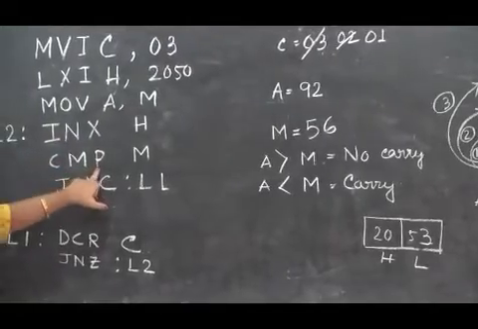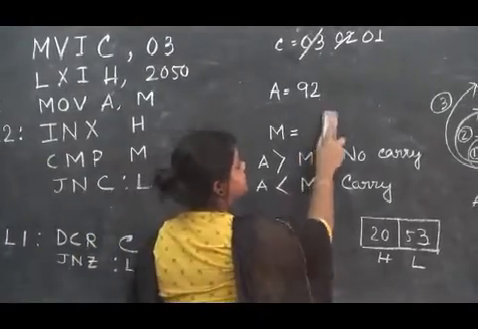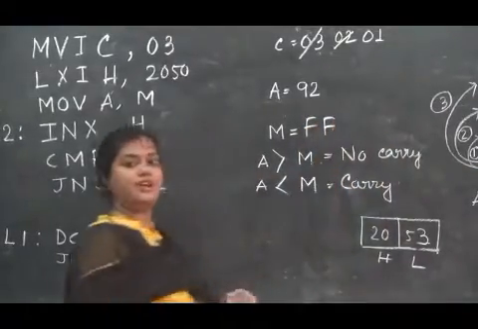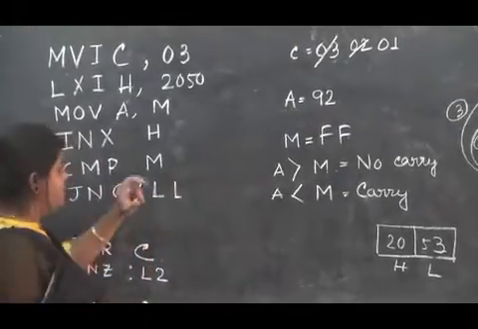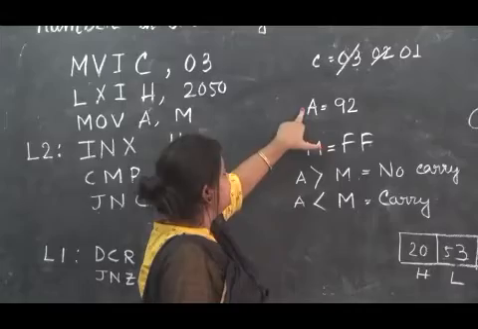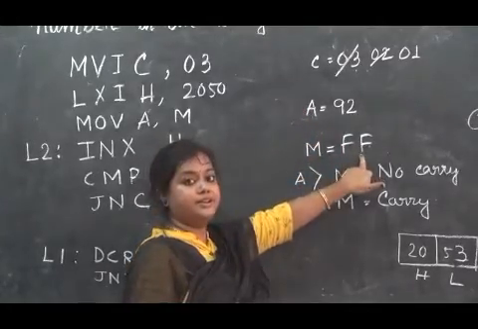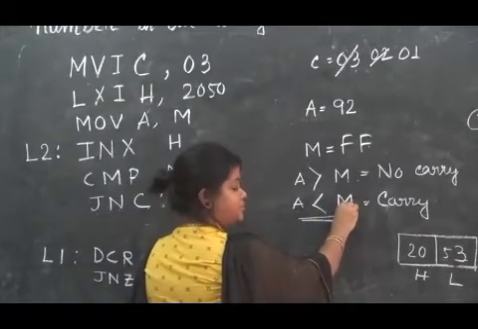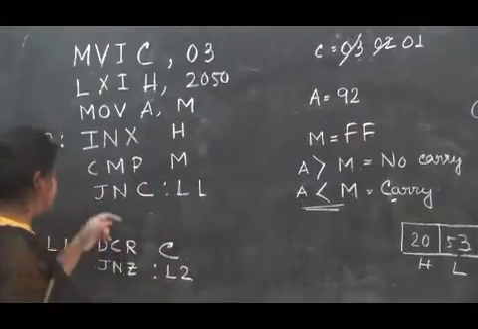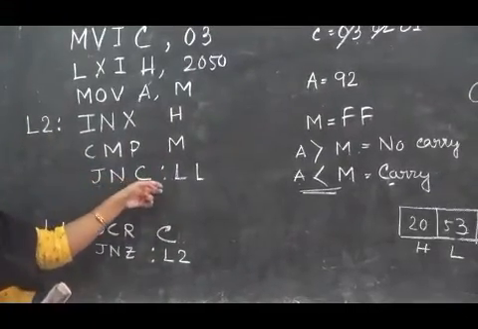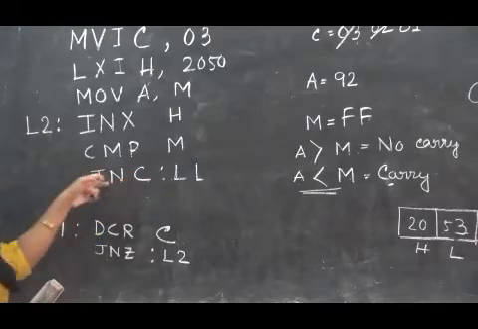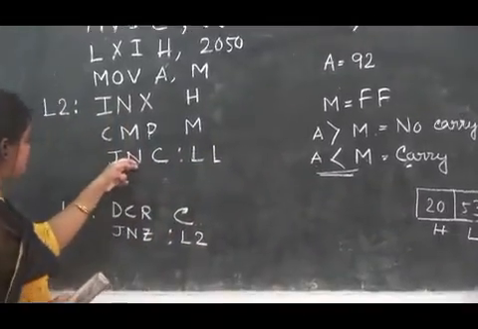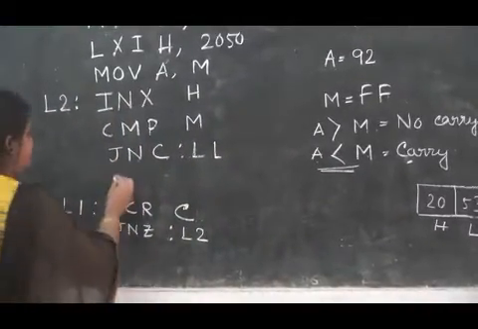Again compare M. Now the value of M is FF. Now look at this condition. A is 92, M is FF. Here this condition is satisfied, that is A is less than M, so there will be a carry. The condition is jump if not carry. If carry is not generated, then it will jump to this location. But as there is a carry, it will not come to that location, so it will come here.